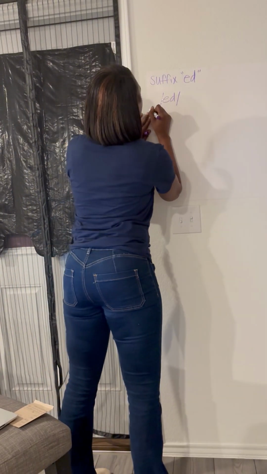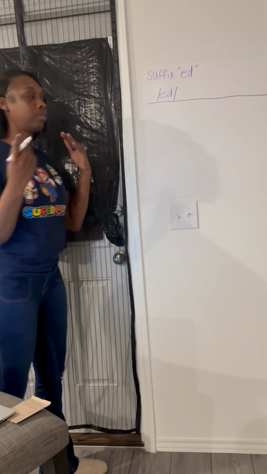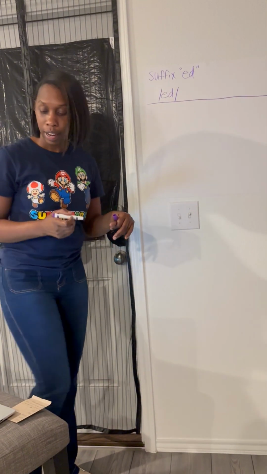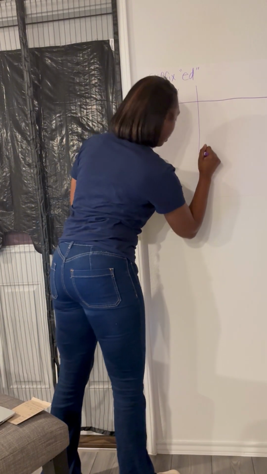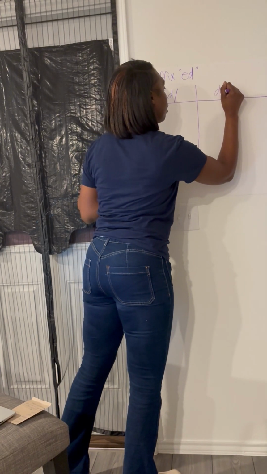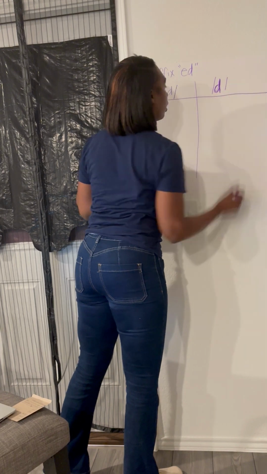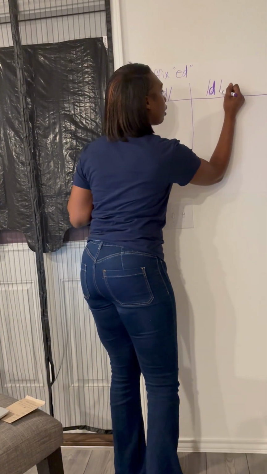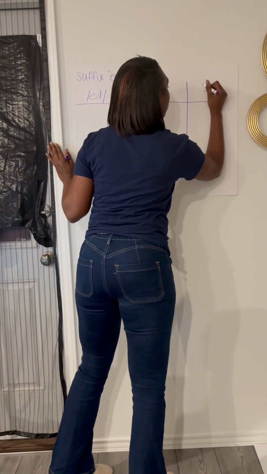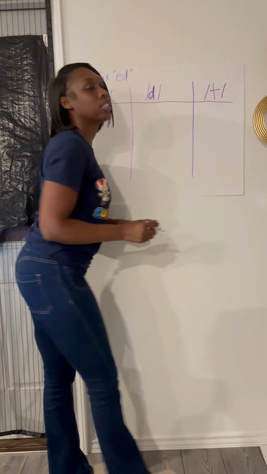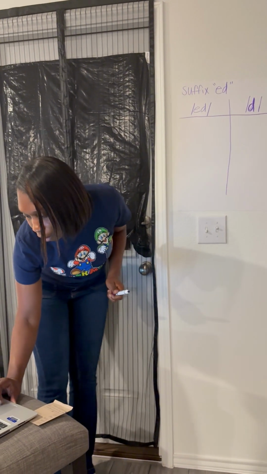Okay, so I'm going to draw a line and make three sections for our words. We have ed. Our next one is d. This is D. You say duh. And next is going to be T. Can you say T? All right, good job. These are our three different endings.